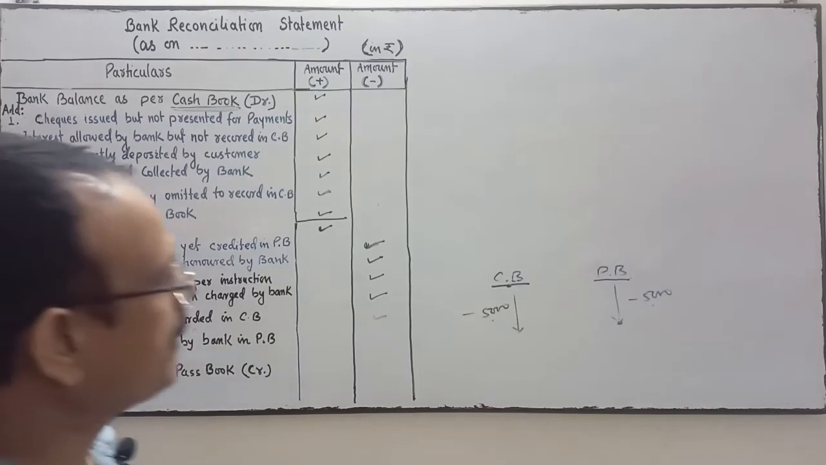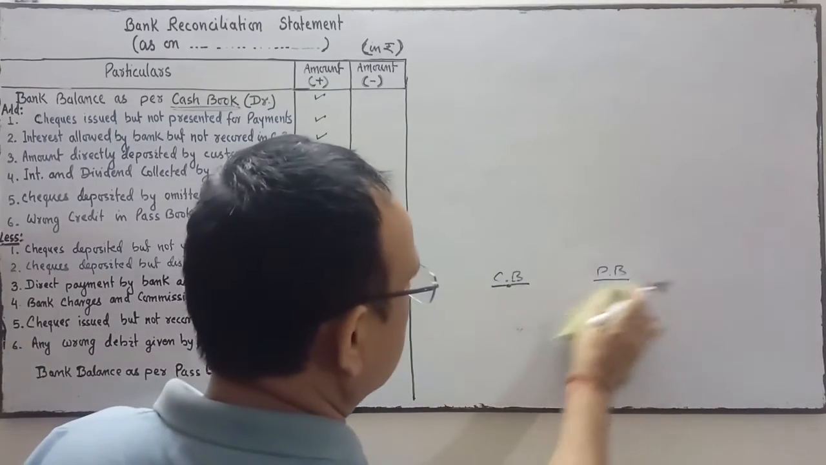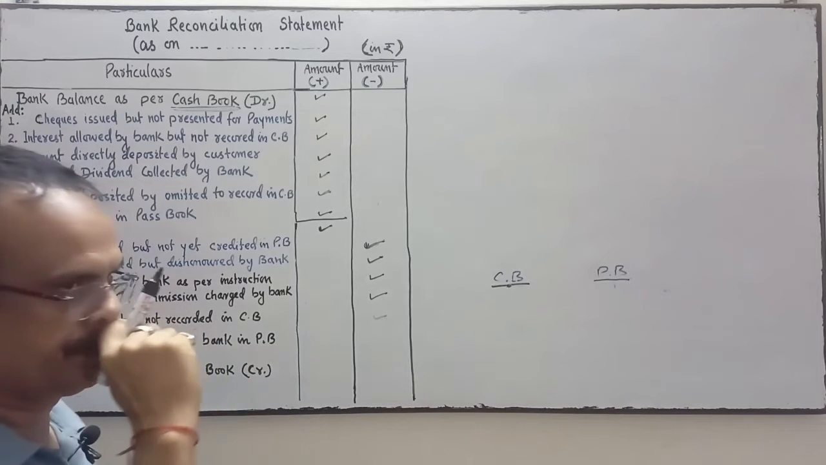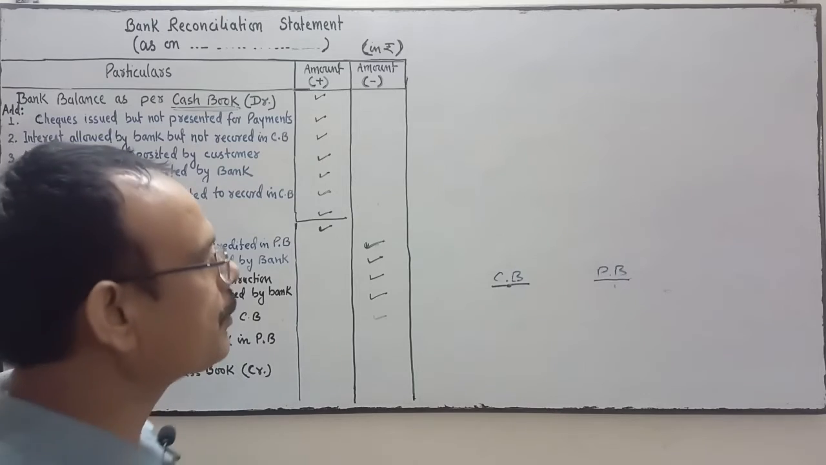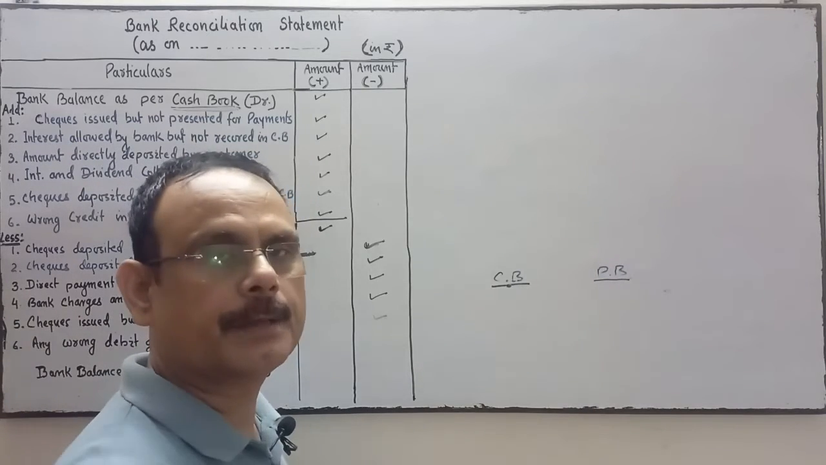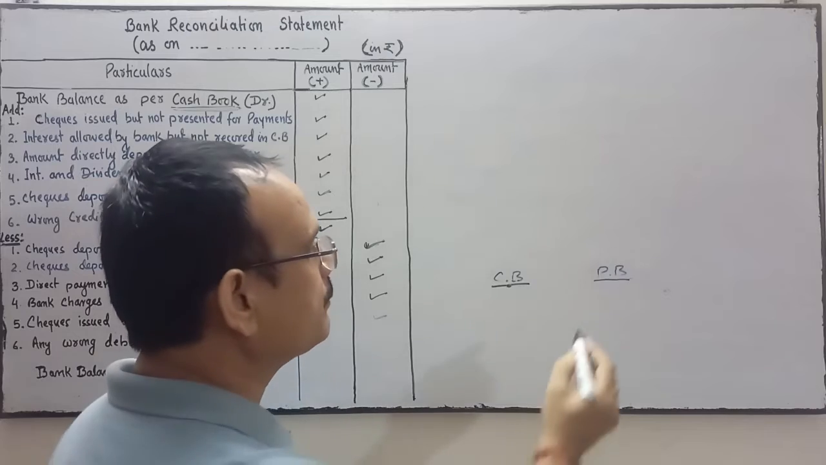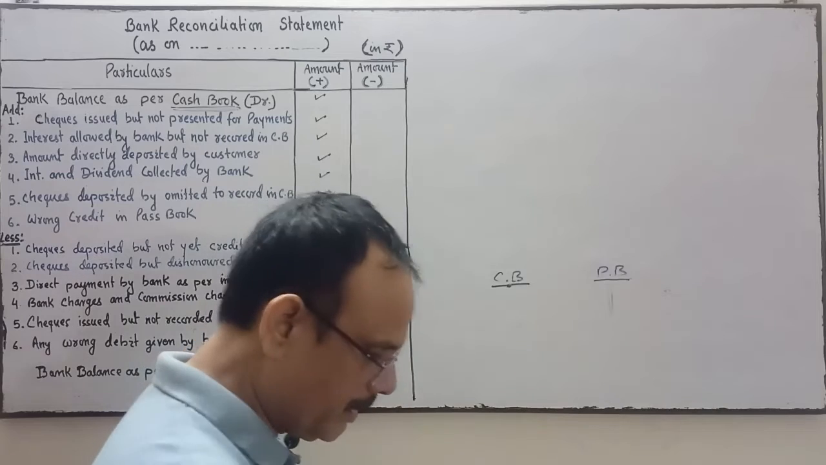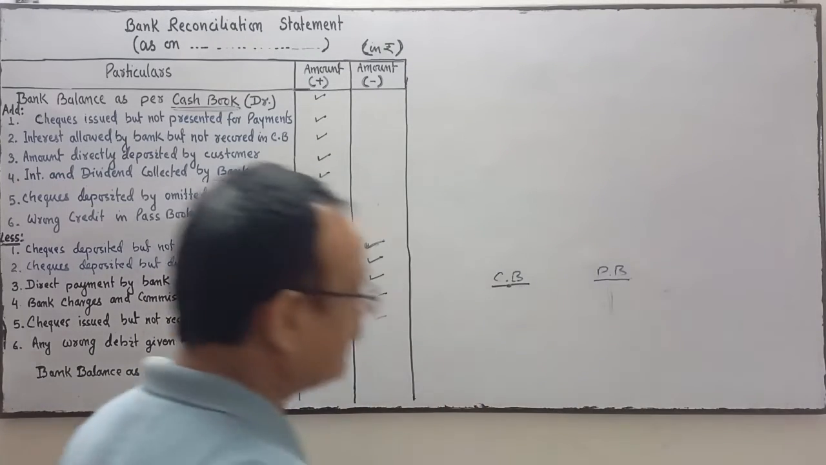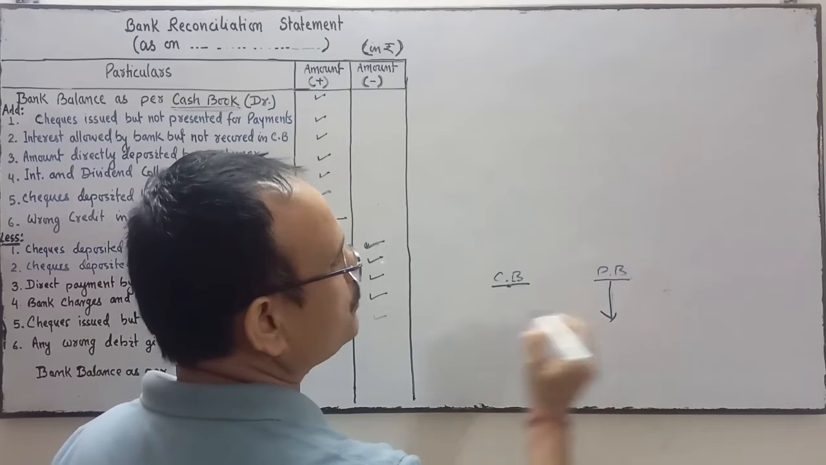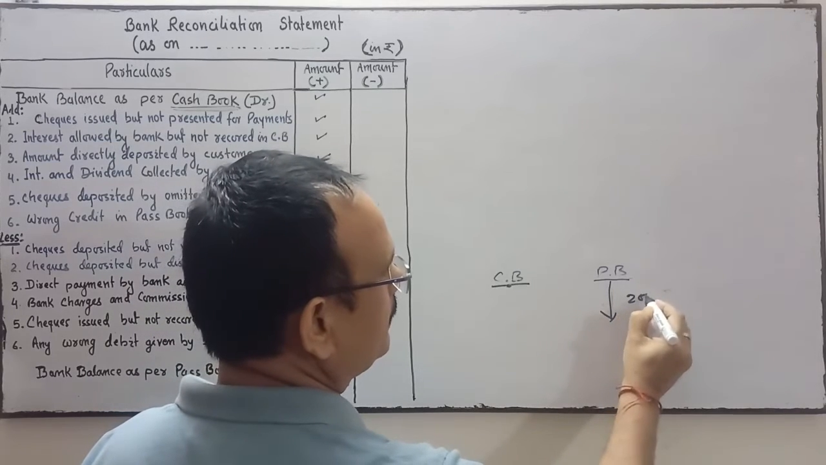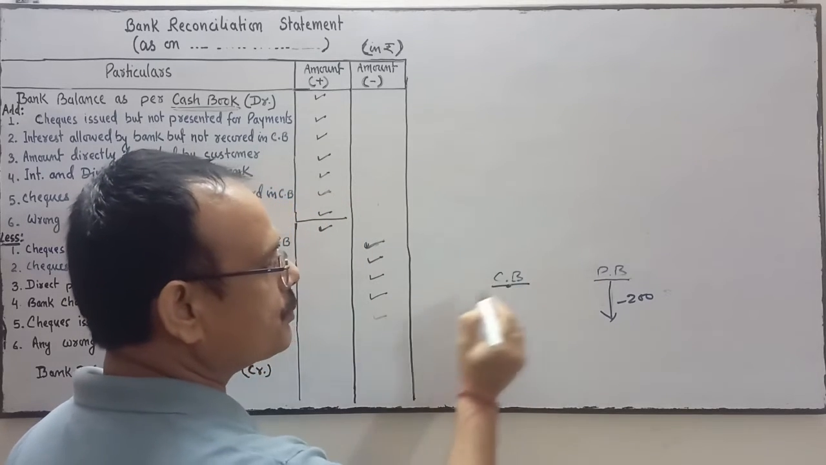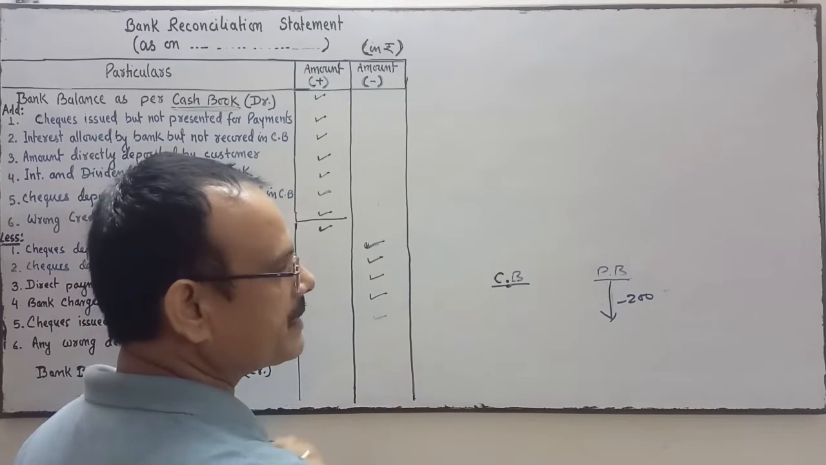Any wrong debit given by the bank: any amount wrongly debited by the bank in the passbook. In the passbook, the bank writes the withdrawal in the debit side, so when they debit the amount, the passbook balance will reduce. Suppose 200. So passbook balance is reduced, but that mistake is not made in the cash book, so cash book balance is not reduced.